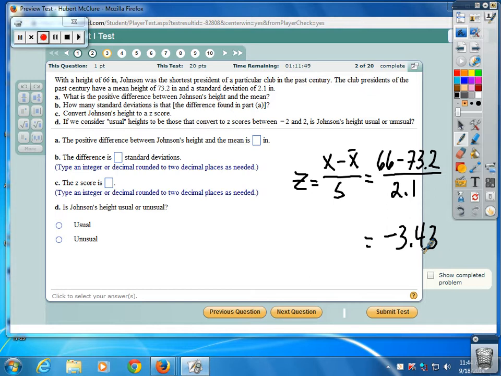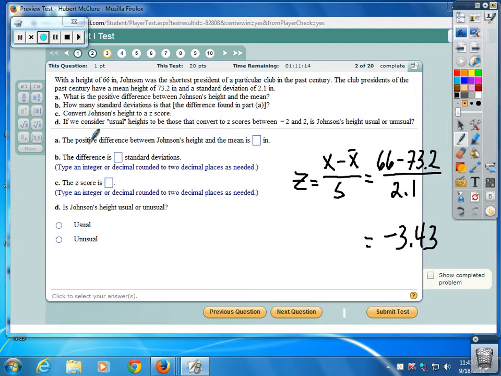The positive difference between Johnson's height and the mean is going to be 3.43. I say that question is not the positive difference. I guess they're wanting you to take... See, you could take that two different ways. You could say 73 minus 66 is the positive, or you could say the absolute value of that is equal to 3.43. I don't like the way they're asking that, but that 3.43 would be it.